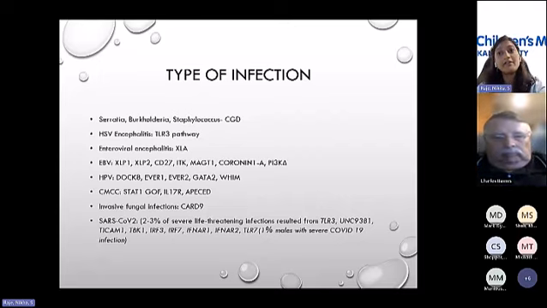EBV is associated with immunodeficiencies. So EBV is kind of interesting because it can suppress the immune system in a secondary way, but it can also be associated with these IEIs that can predispose these patients to having recurrent EBV infections. So X-linked lymphoproliferation, type 1, type 2, CD27, ITK, MAGT1. MAGT1 is also called X-MEN syndrome, PI3 kinase delta.